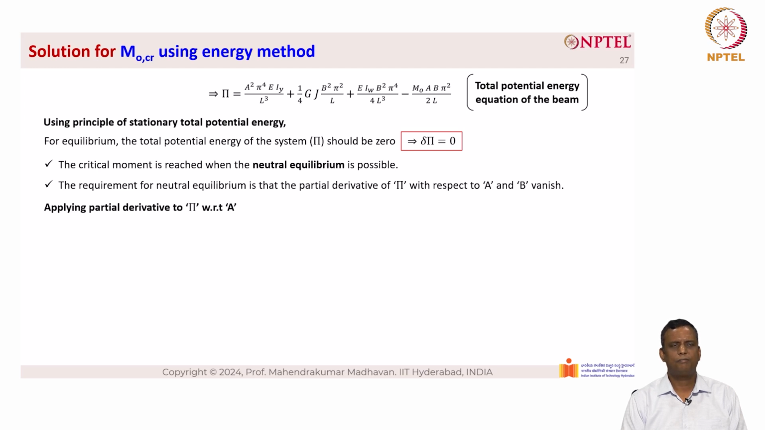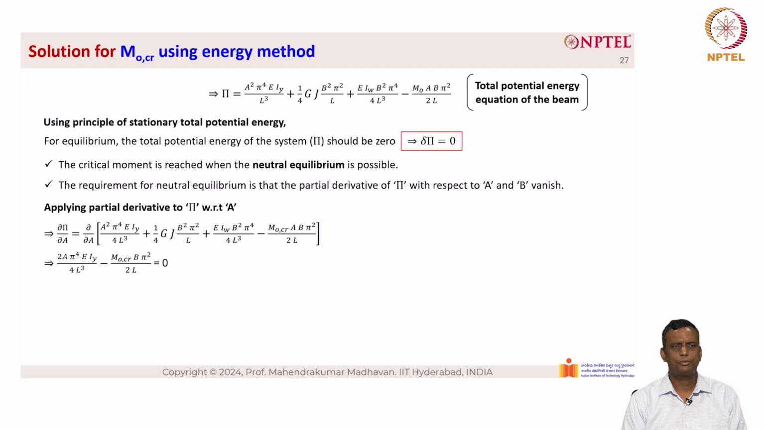So we differentiate partially with respect to a. We have del pi by del a given here. When we substitute that, we have a very simplified equation here, which is pi power 4 into EIY divided by 2L cube into a minus M naught critical pi square by 2L into b is equal to 0, which becomes equation 5.